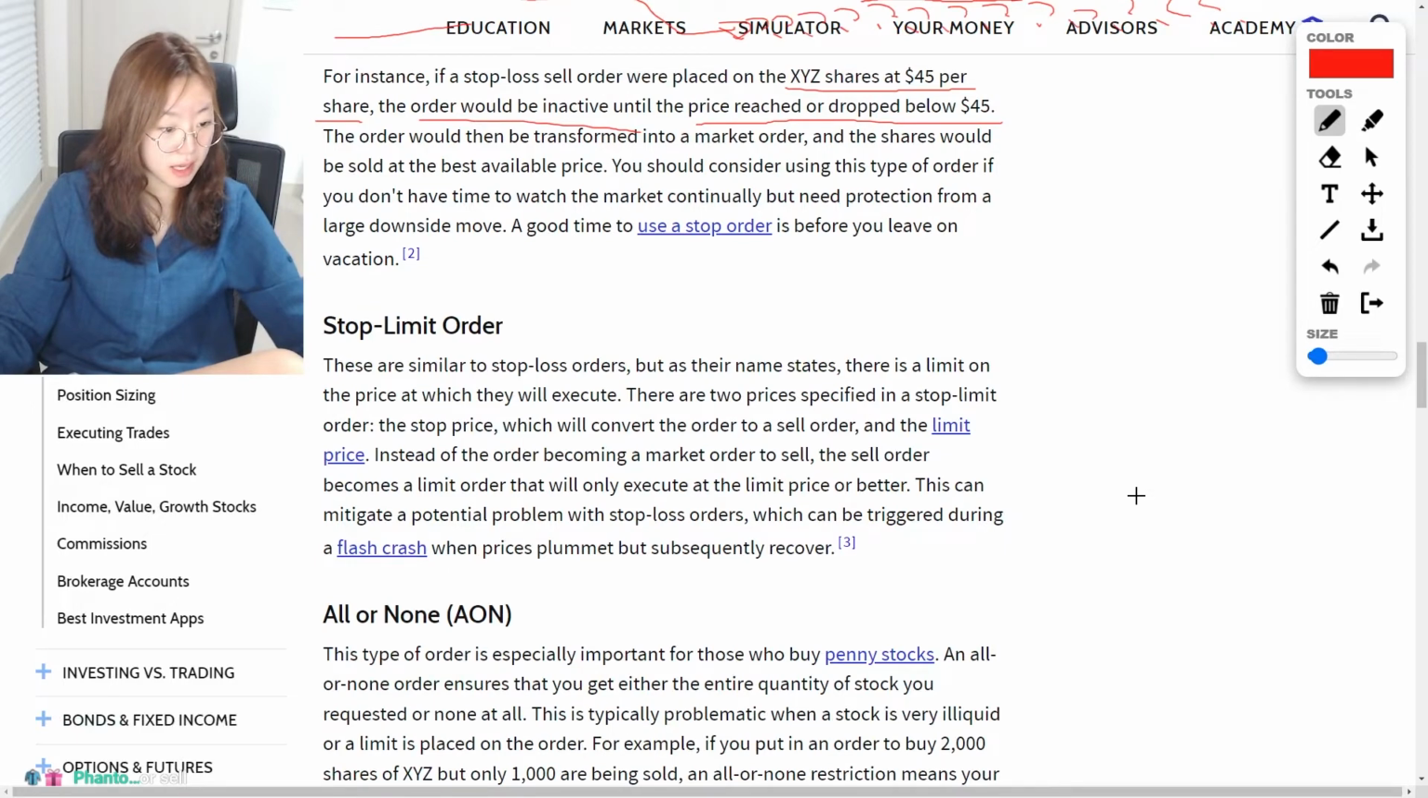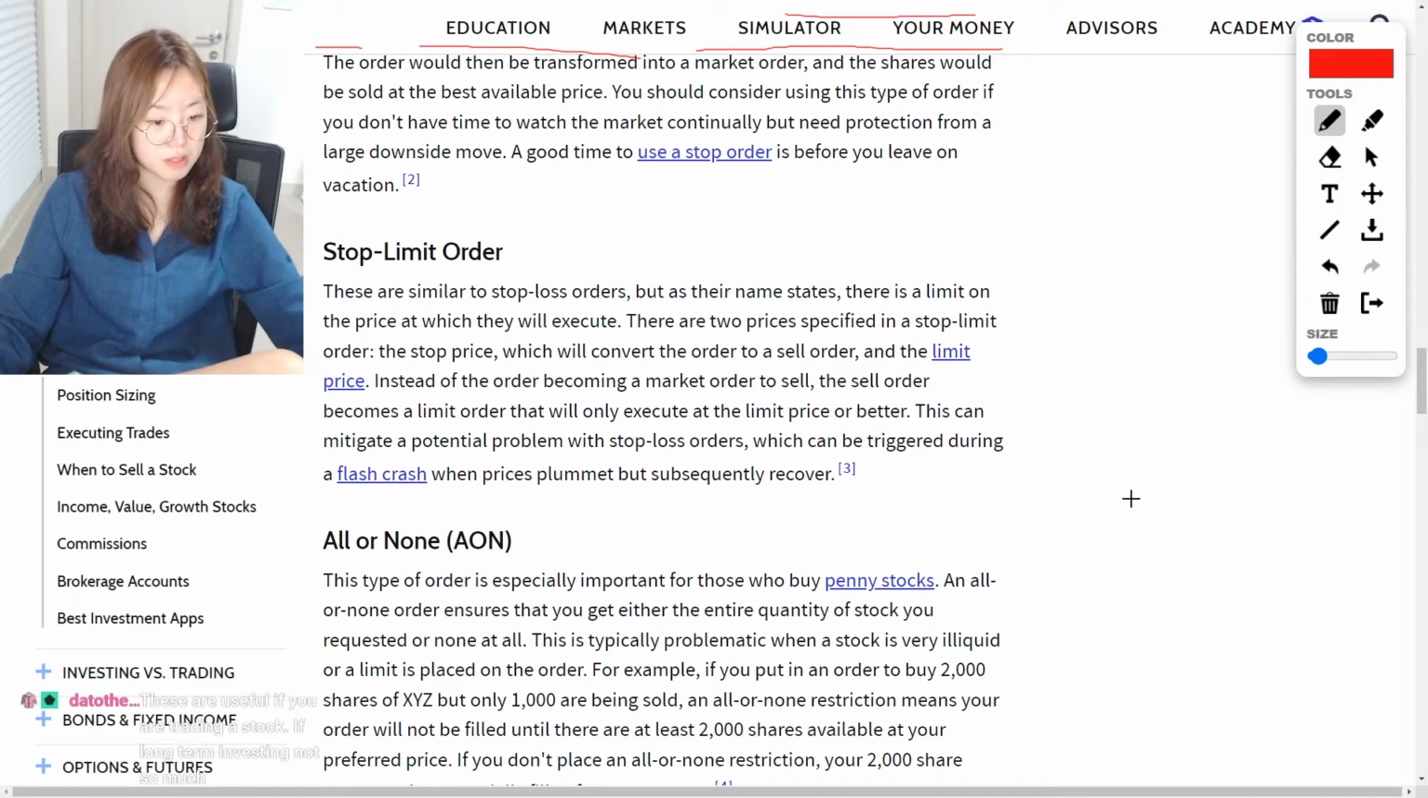This can mitigate a potential problem with stop loss orders, which can be triggered during a flash crash when prices plummet but subsequently recover.